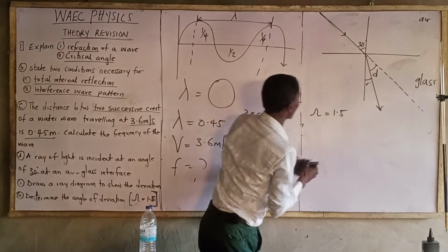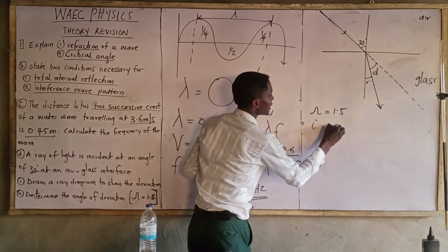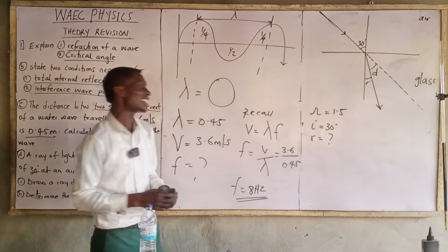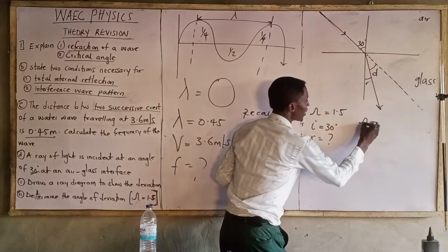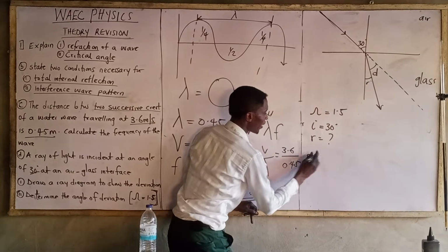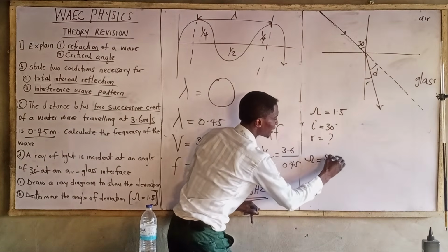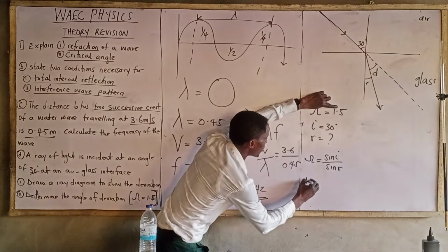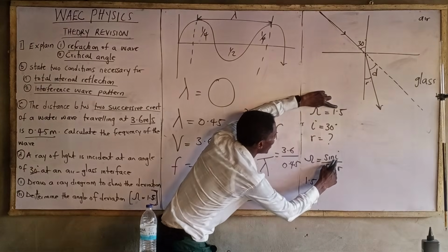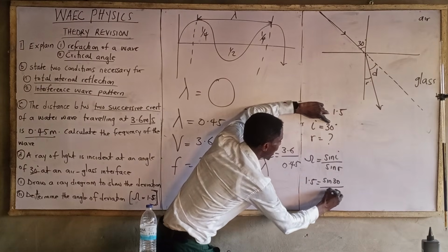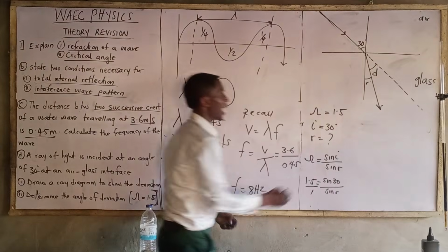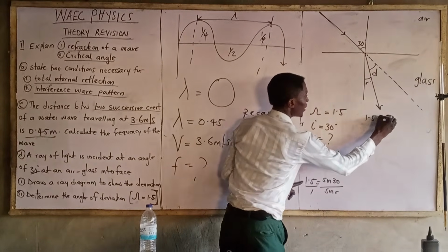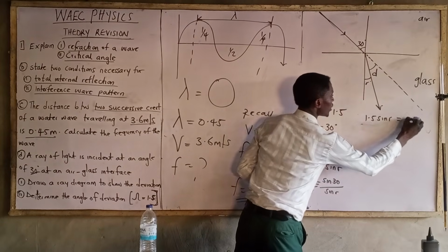Since we're given the angle of incidence to be 30 degrees, we can find the angle of refraction. We will recall Snell's law, the law of refraction, which tells us that the refractive index is given as sine i over sine r. The refractive index has been given to be 1.5, equal to sine of the angle of incidence, 30, over sine r. So I can find r by cross multiplying: 1.5 sine r equals sine 30.